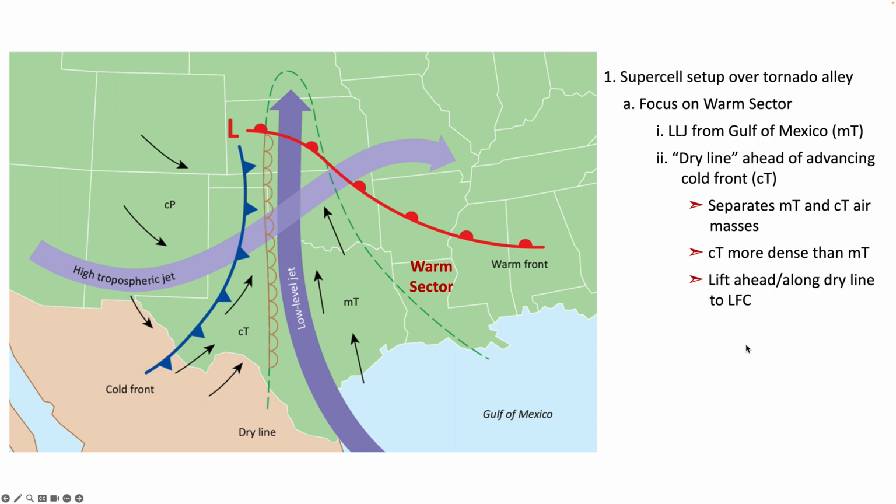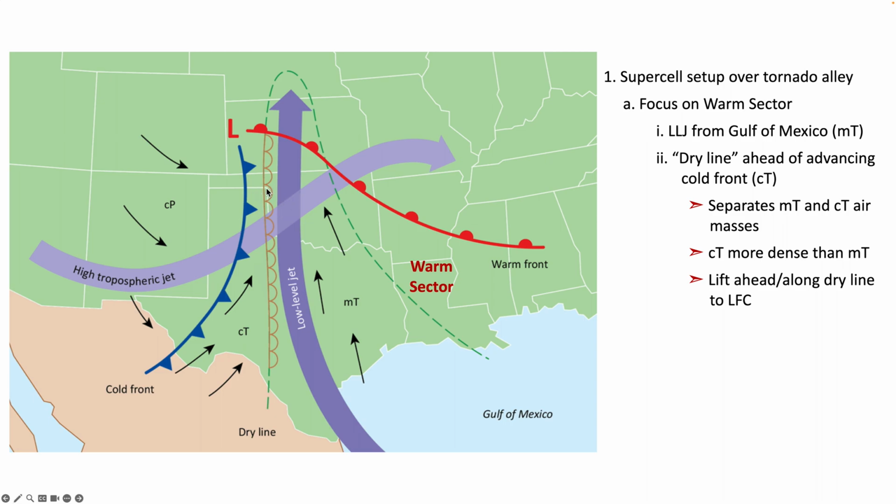So lifting along and ahead of the dry line will lead to very rapid acceleration of air to the level of free convection, and up it goes. Now, what we see when we have supercell development along a dry line is that we won't get an organized structure where we have thunderstorms all along the line because the lifting along the dry line is pretty subtle. And so the lifting along some parts of the dry line will not be sufficient to get parcels to the level of free convection, while on other parts of the dry line, it's sufficient to get to the level of free convection and we'll get a supercell.